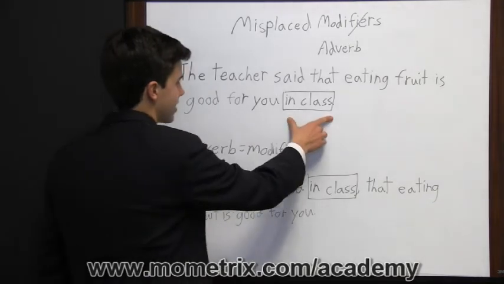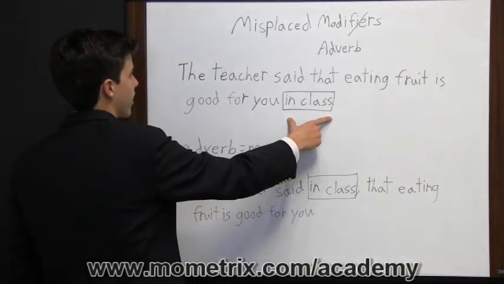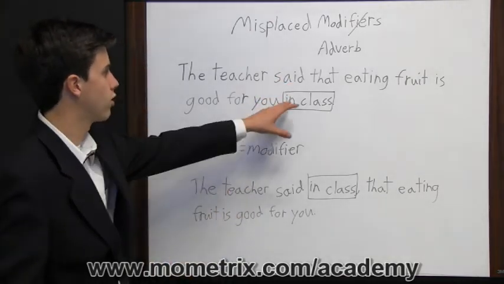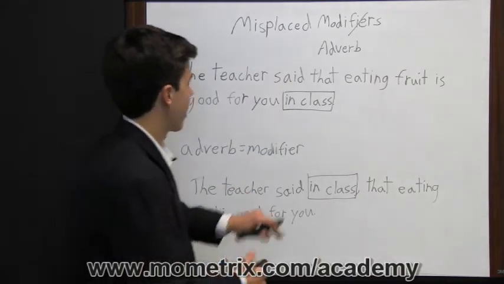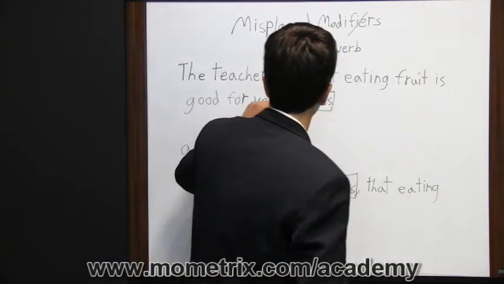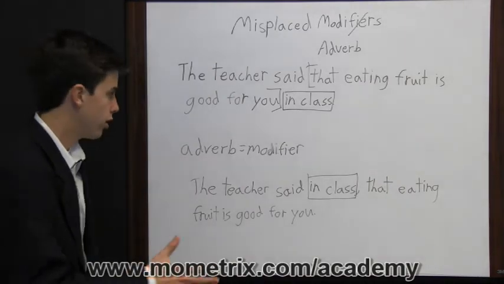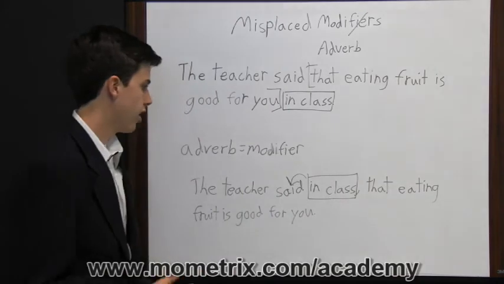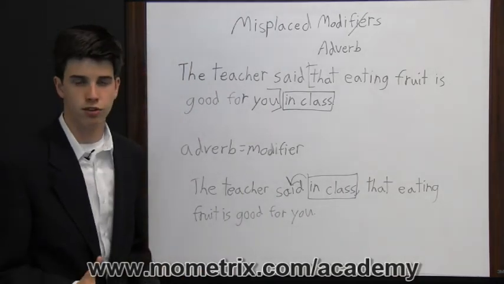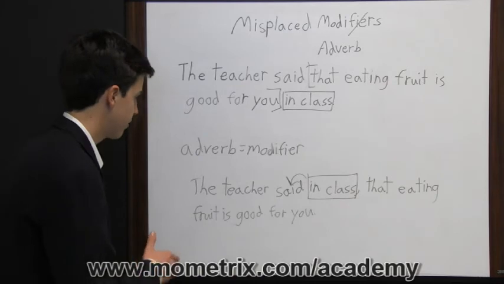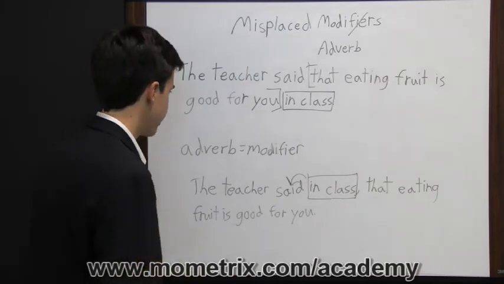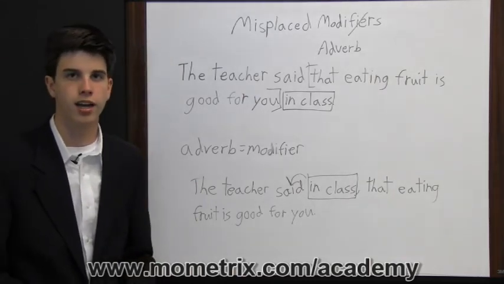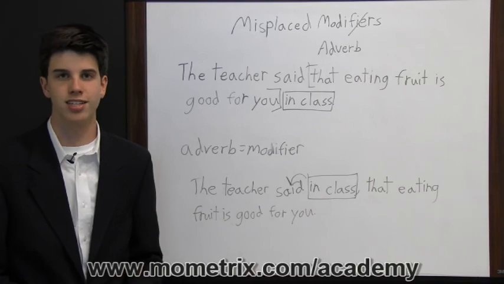So right here, in class is the modifier, but it's modifying the teacher said, or it's modifying the verb said. But look how far away it is from the verb said. All these words are in between it and the word it's modifying. But when you put the adverb right next to the word that it's modifying, it makes it so much simpler for the reader to understand. Now the sentence can be read correctly and understood correctly. The teacher said in class that eating fruit is good for you. So remember, when you're writing, make sure that you don't misplace the modifier.